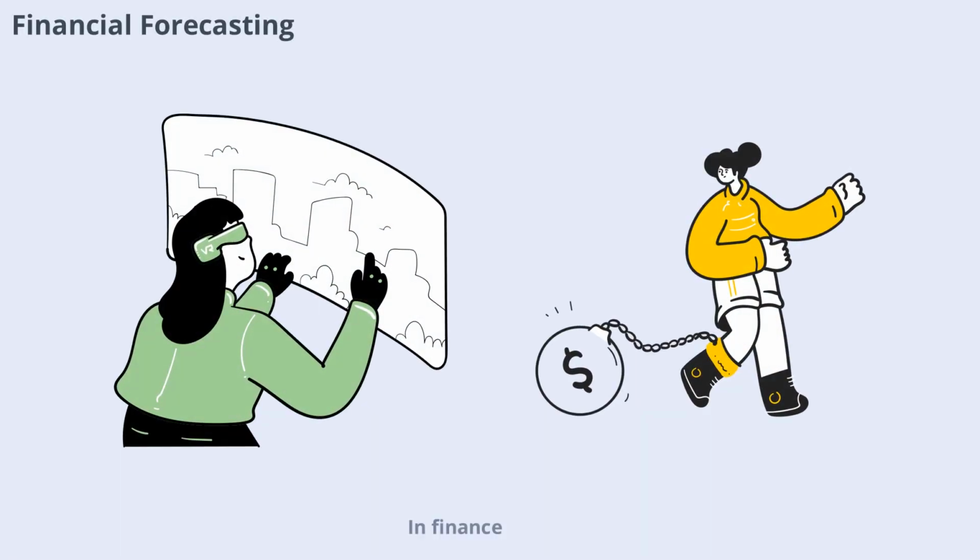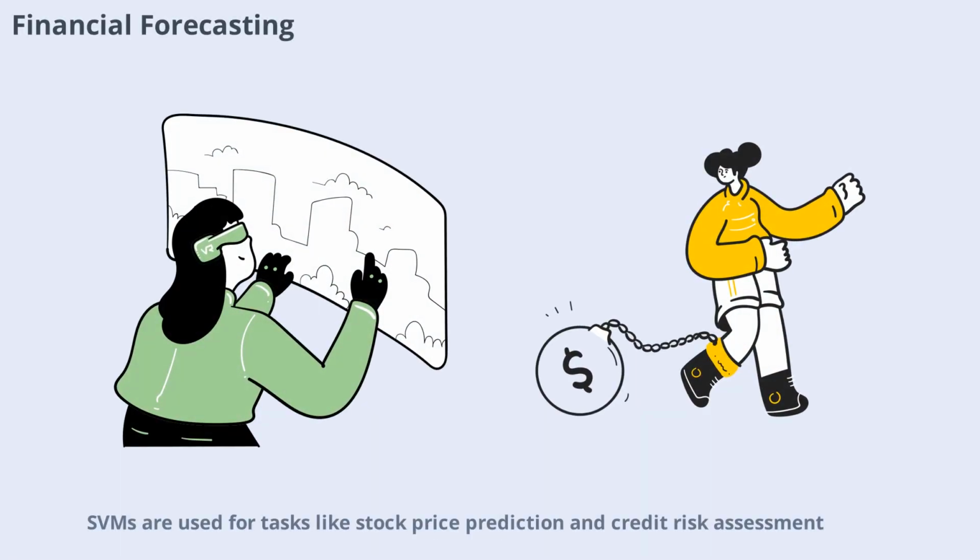In finance, SVMs are used for tasks like stock price prediction and credit risk assessment. By analyzing historical data and market trends, SVMs can help financial institutions make better decisions and manage risk more effectively.